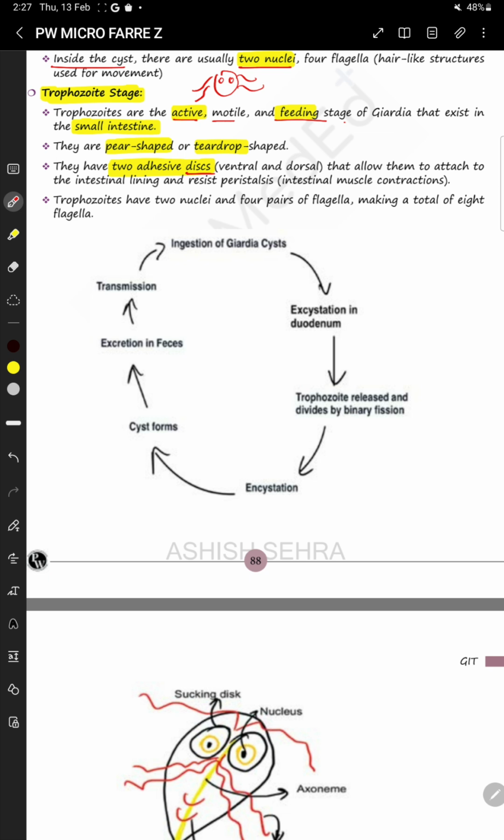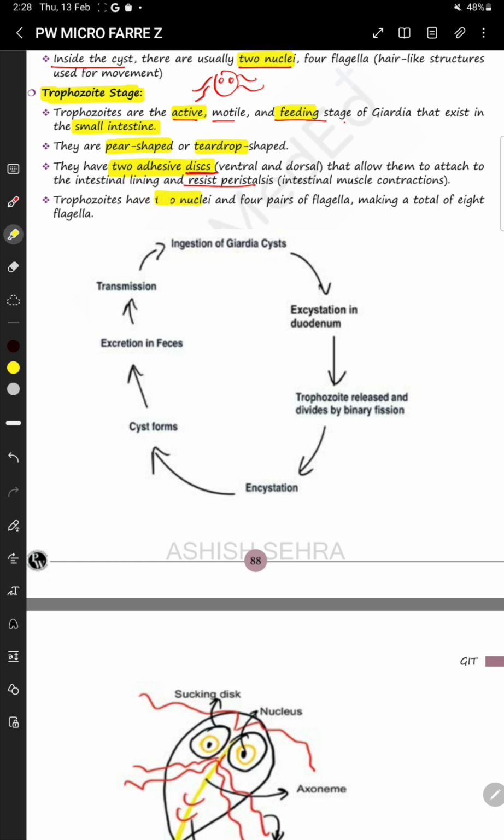Trophozoite stage have two adhesive discs, ventral and dorsal, that allow them to attach to the intestinal lining and resist peristalsis.